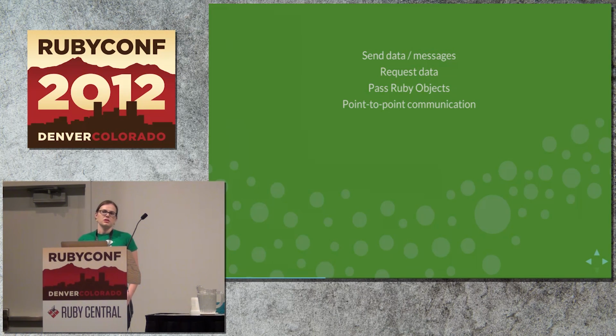One thing about DRb is it is a point-to-point communication method. So you have to know exactly who you're talking to. You open up a connection to a direct service, particularly, in order to perform that communication.